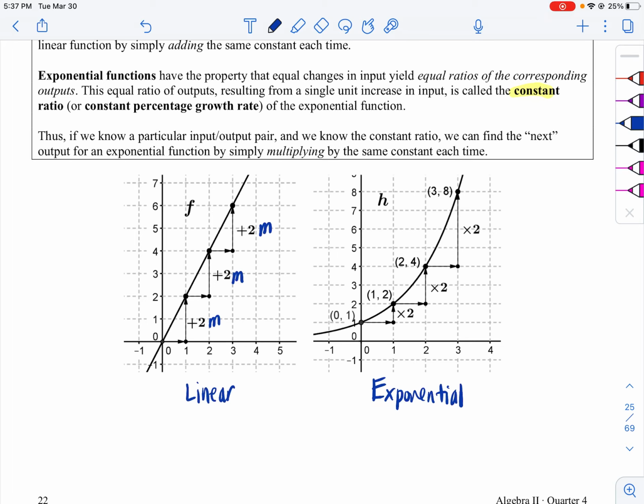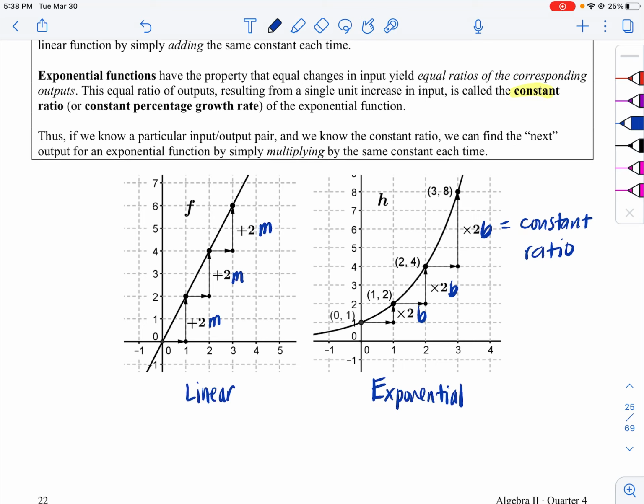And then over here on an exponential function, it doesn't look like we are adding 2. We keep multiplying by 2. And we call this our b value. And the b is also called the constant ratio. For the word constant, it's the same thing every time. So for linear, we keep adding 2. For exponential, we keep multiplying. And of course, it's not always going to be multiplying by 2. It's going to be multiplying by different kinds of b values later on.